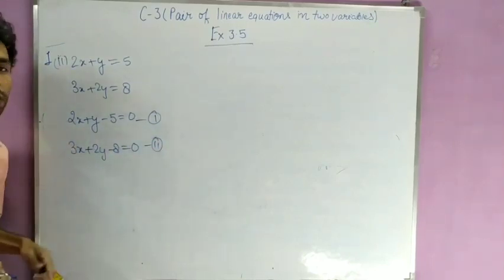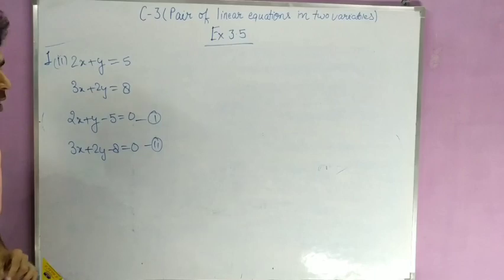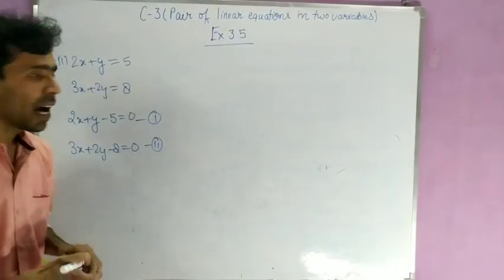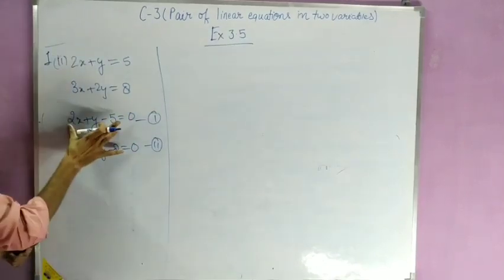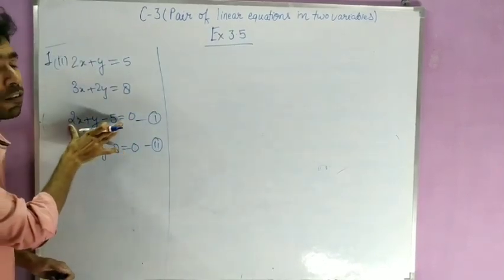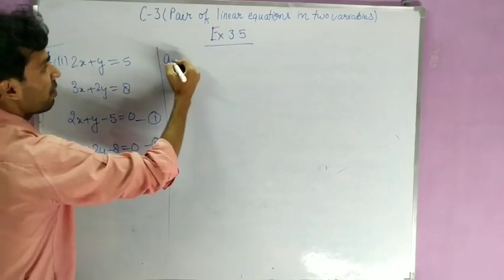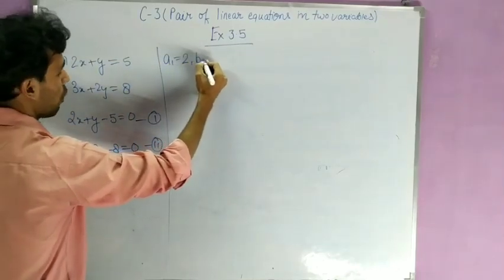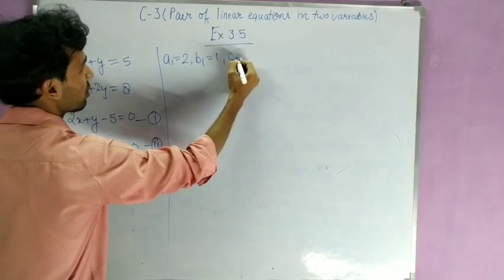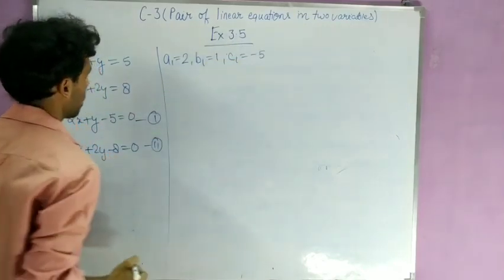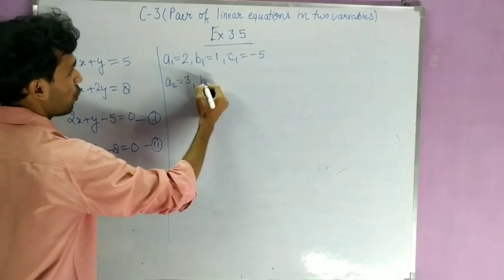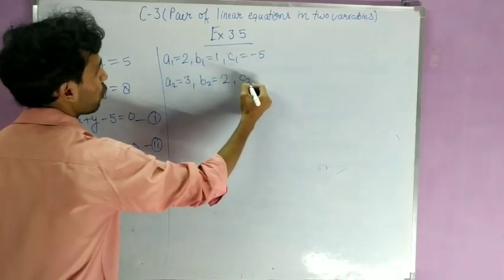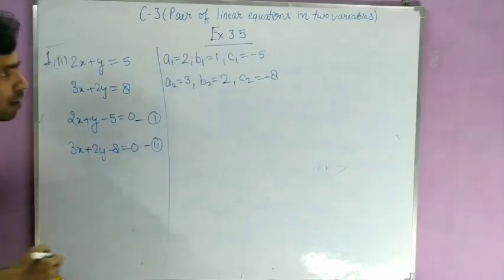Now this is equation number 1, and this is equation number 2. Compare these two equations with the general form. The general form you already know, so I am writing their coefficients directly. The first equation will be compared with the first equation of the general form. So the value of a1 will be 2, the value of b1 will be 1, the value of c1 will be minus 5. Similarly, the value of a2 will be 3, the value of b2 will be 2, the value of c2 will be minus 8.